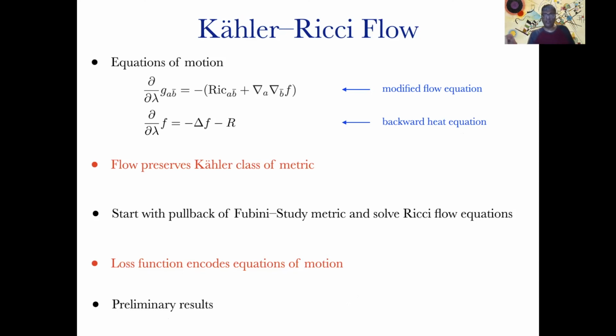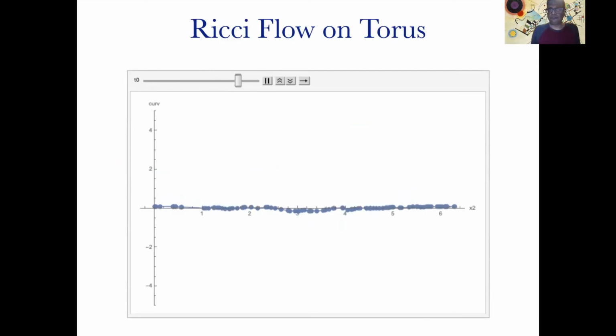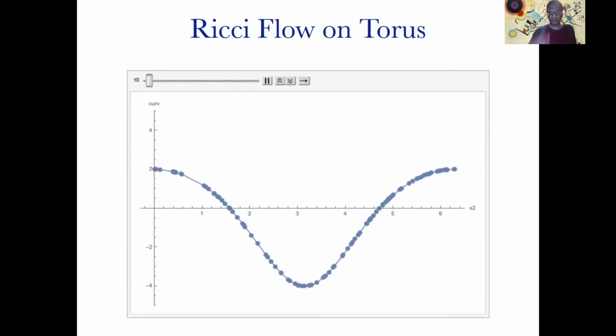We can write a loss function that encodes these equations of motion. Take the loss function to be left-hand side minus right-hand side. The difficulty is that the modified flow equation we're looking at involves solving things in detail in a very complicated setting. The equation of the dilaton is a backward heat equation, whereas you're solving the other equation forward in time, if you like. We have preliminary results on this essentially by brute force, and we can show that we can get the flat metric on the torus.